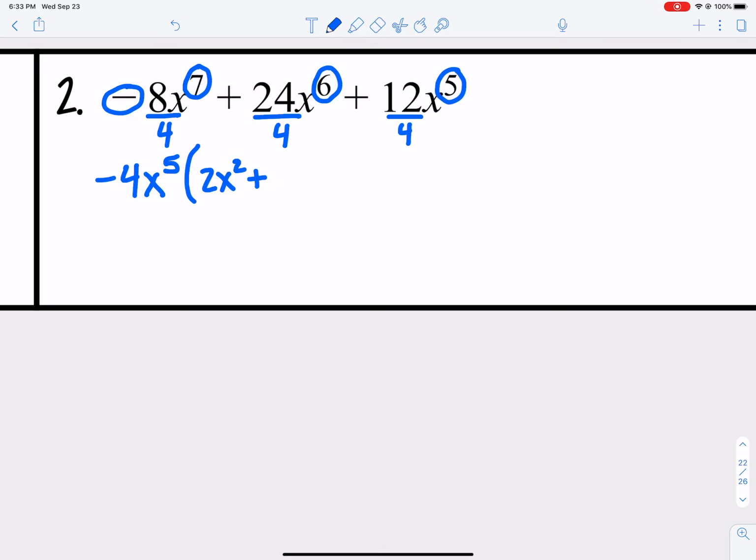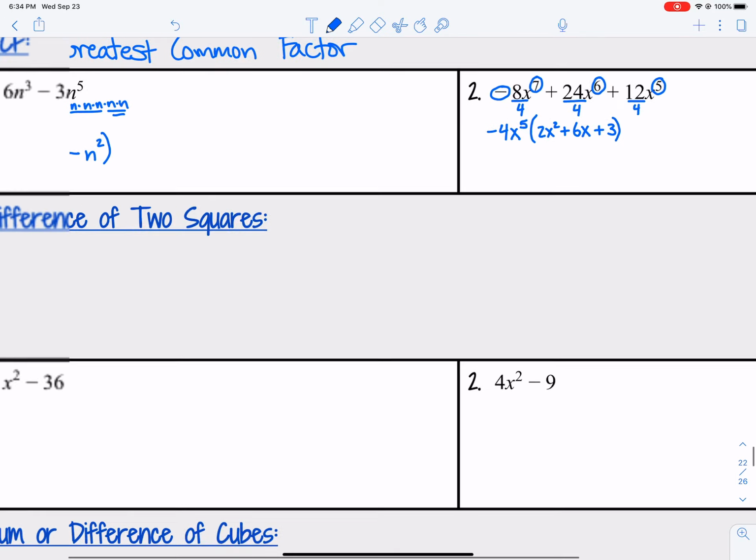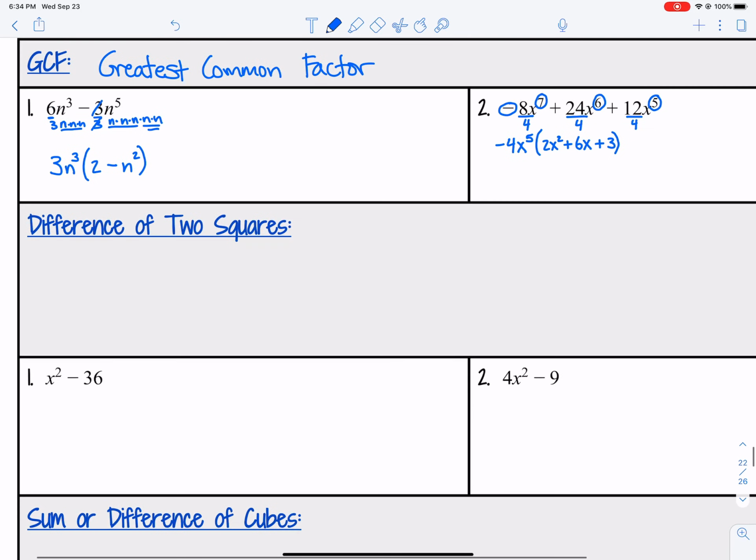In the next term, 24 divided by 4 is 6. I took out 5 x's, so I have 1 left over. And then in the third term, I have 12 divided by 4, which is 3, and I took out all 5 x's, so none were left over. Okay, so those are just two simple examples of greatest common factor.